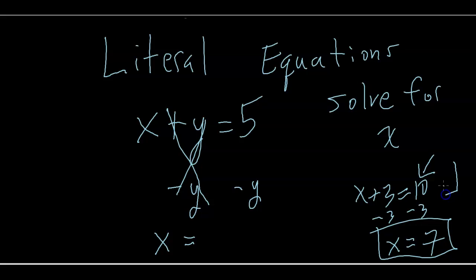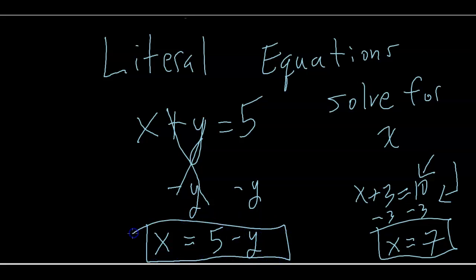Well, let's look at our so-called normal equation. When we computed 10 minus 3, we were actually able to say 10 minus 3 equals 7, a definite number, right? Well, we don't know what y is. We know it's a number, but it's an unknown number as of now. So we can't simplify 5 minus y into a definite number, but we can write 5 minus y, and x does indeed equal 5 minus y. So a solution like this is completely valid, and that is how you solve a literal equation.